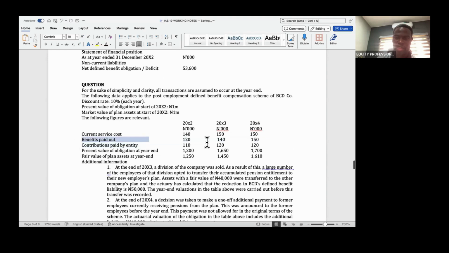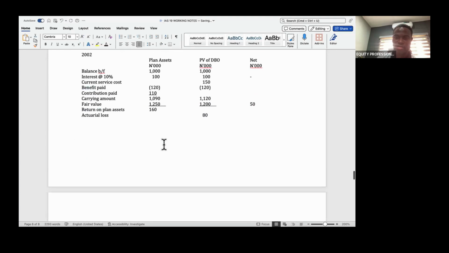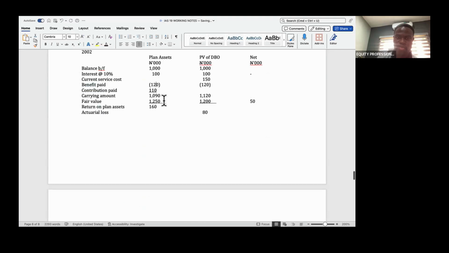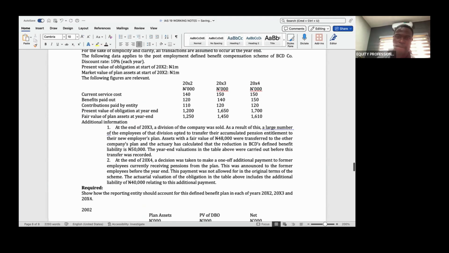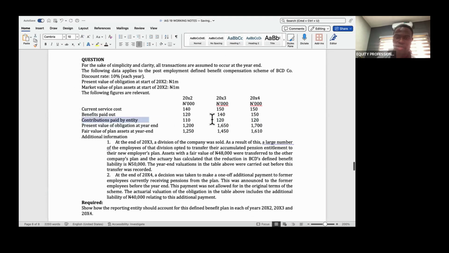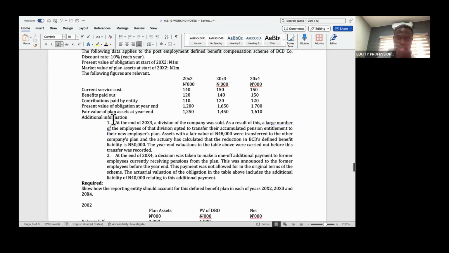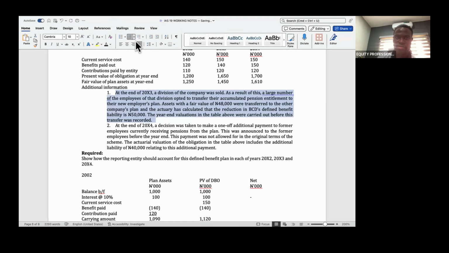Benefits paid in 2003 is 140. We already agreed that benefits paid will be taken out from the DBO. So 140. Then contribution paid is 120 in 2003. We already agreed that contribution paid should be added to plan asset. So there's this additional information they give us in 2003.